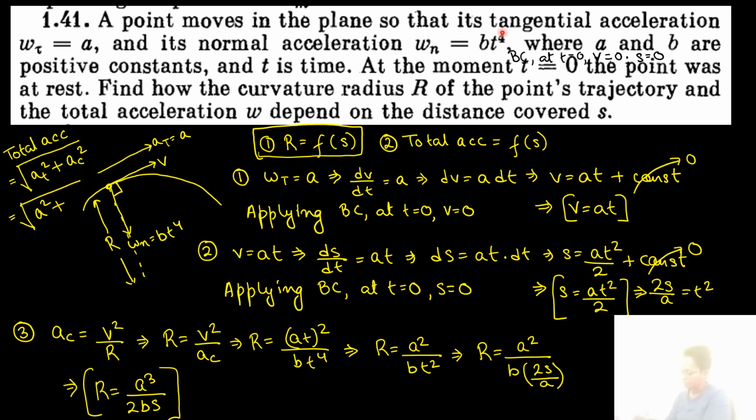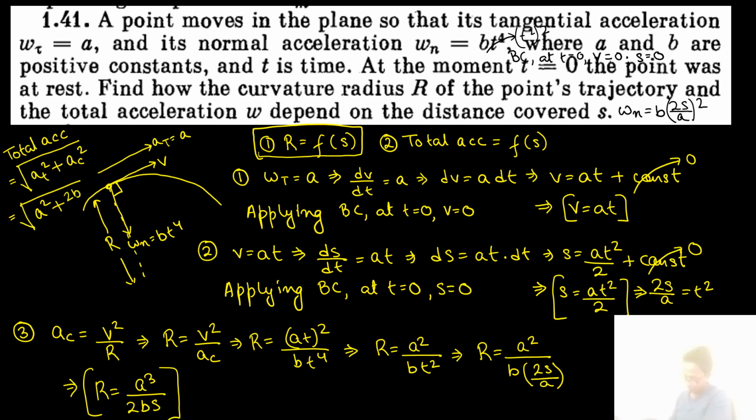So can I substitute this t to the power 4 with s? See, this t to the power 4 can be written as t square whole square. And from this equation, t square is equal to 2s by a. So our omega n is equal to how much? b into t square. What is the value of t square? 2s by a, whole square.